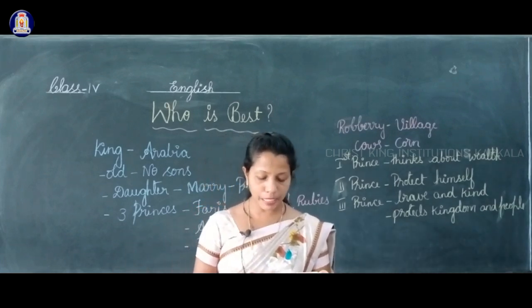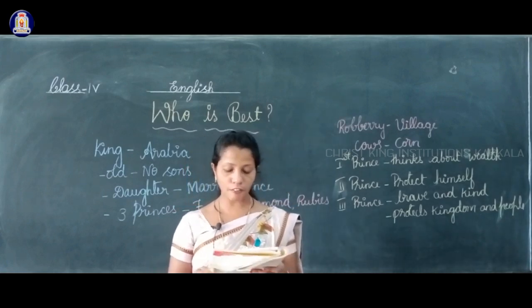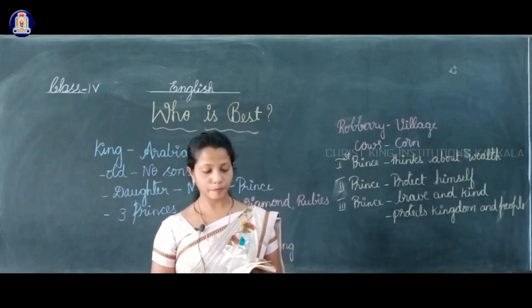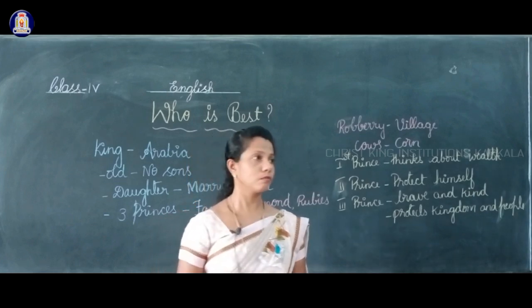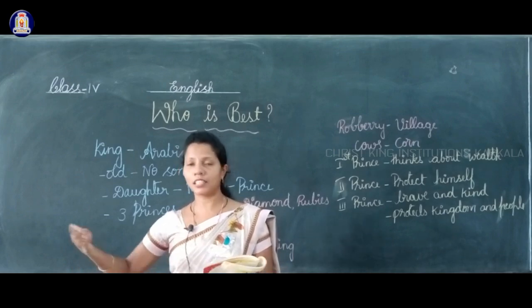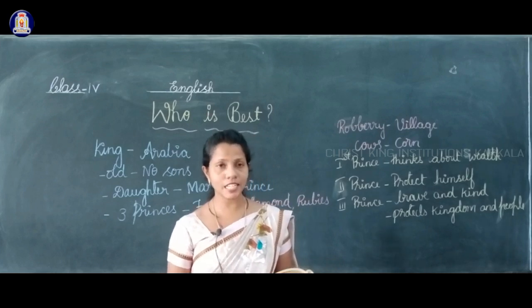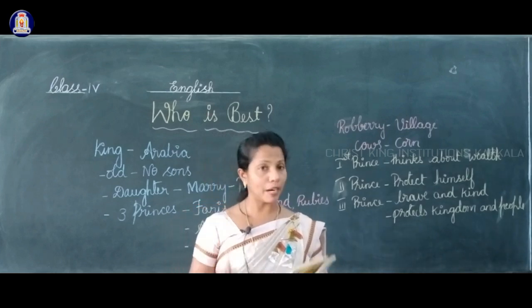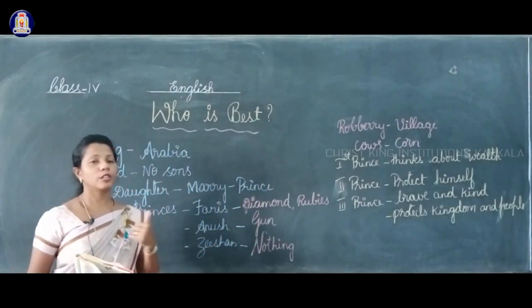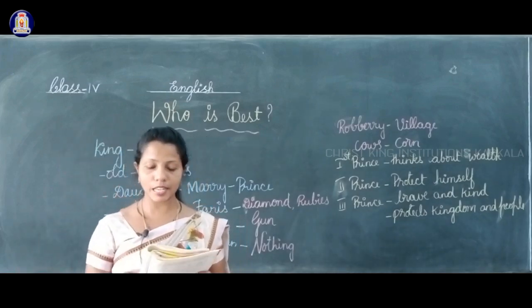Many princes wanted to marry the princess, but the king wanted a suitable match for his daughter and an able prince to protect his people. So though many wanted to marry her, the king wanted a suitable prince. So he chooses only three. So he decided to test them.